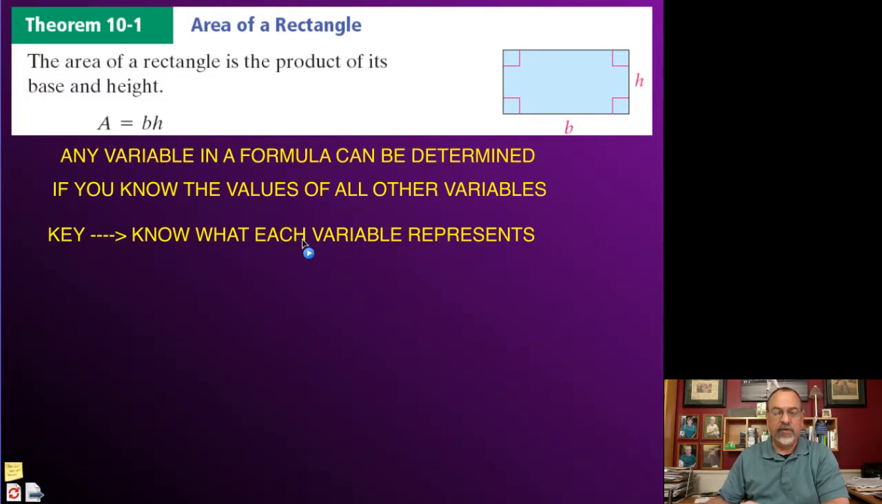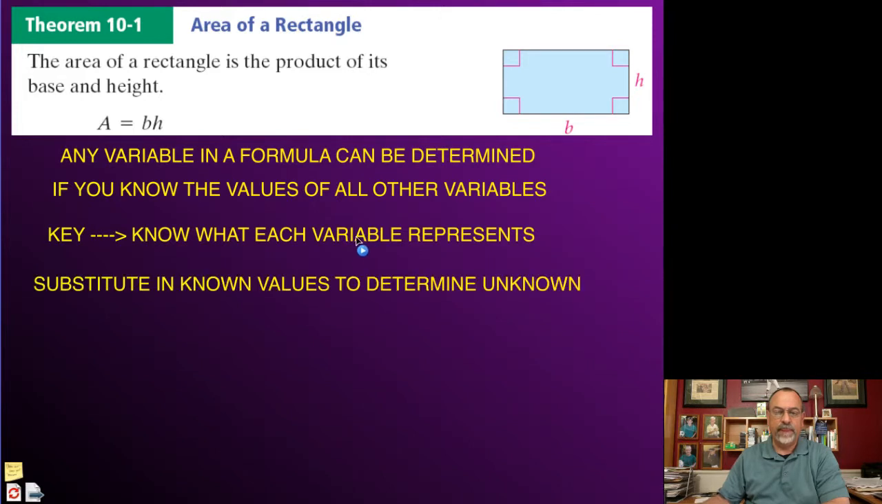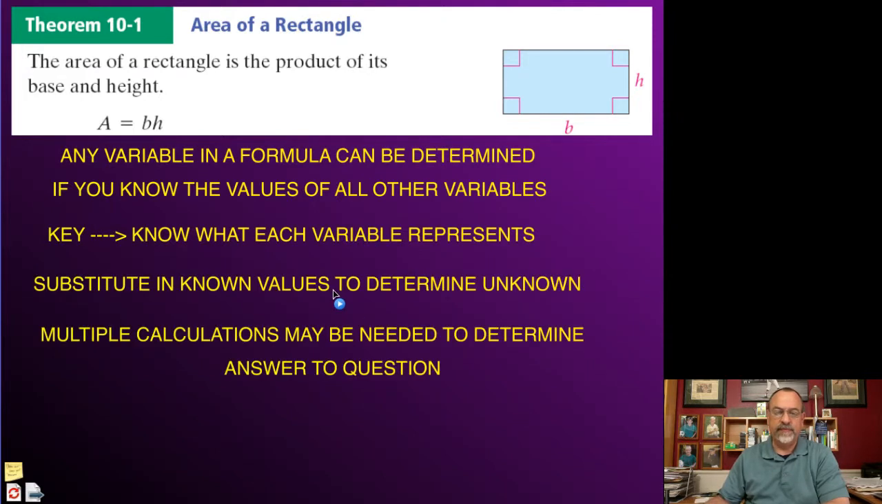It's much more valuable than that if we remember our algebraic properties. The key is knowing what those variables represent, and then it's simply a matter of algebraically substituting in and solving for the one that you don't know. Multiple calculations may be needed to determine the answer to a question. In other words, you may have to use the formula twice in the problem to get to the answer that you are asked to determine.